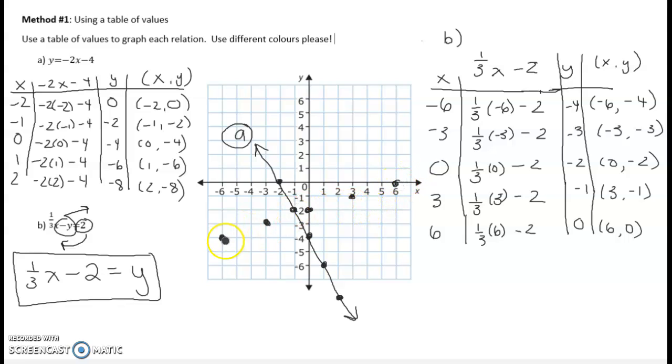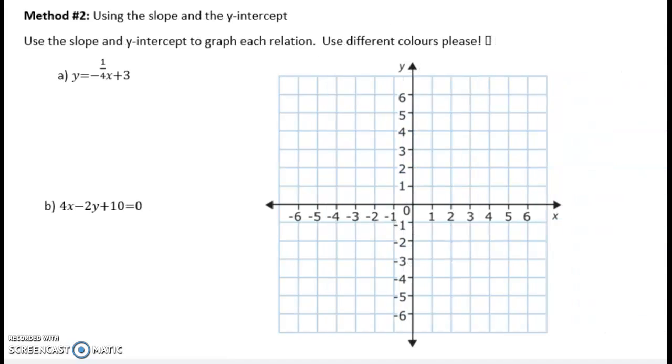Put a dot. So now we're going to join these. Remember, you are using a ruler. I'm trying my best. Okay, not bad. Not good, but not bad. Okay, and this one is B. Okay, let's go on to the next one.